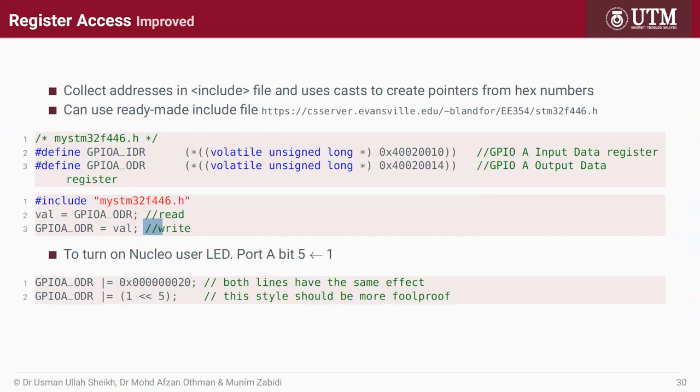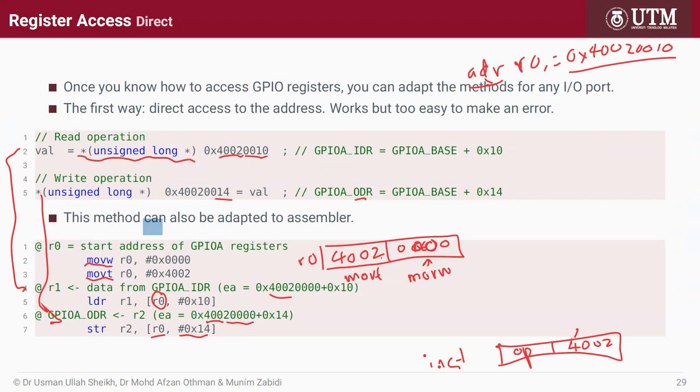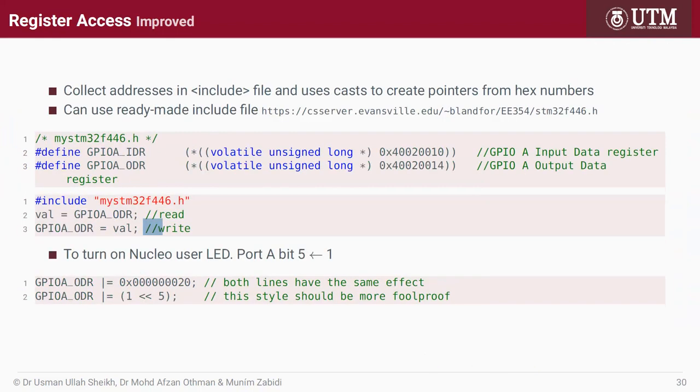Right. So now we have shown how to access directly, which is not recommended because we play directly with the numbers and we tend to make mistakes if we put numbers like that. So what you do is you collect all the addresses in an include file and use the include file. Of course, if the include file is corrupted, then what to do? But normally that doesn't happen. So for example, here I have my own file, only 2 lines, for my STM32F446. I put the define there.